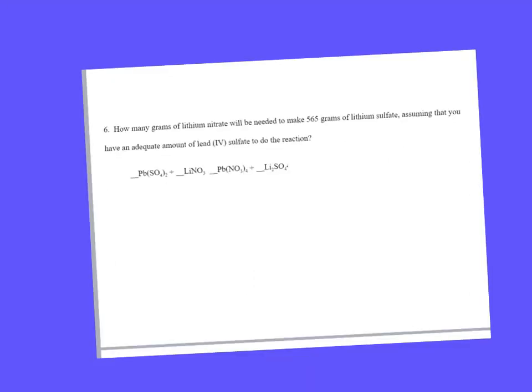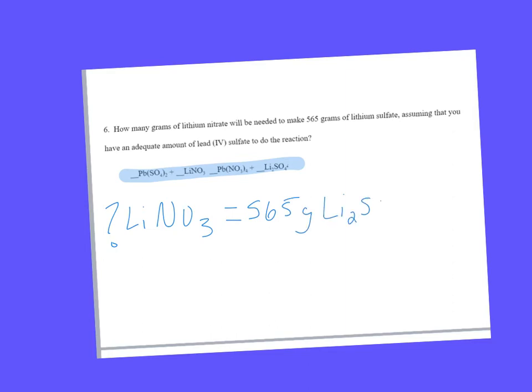Okay guys, so here's your number six, and you're probably starting to notice a pattern here. The last example I did was the exact same problem, same chemical equation. I balanced that for you on the previous slide, except this question is a little bit different. It still wants you to know how many grams of lithium nitrate are equal to not 250 grams, but 565 grams of lithium sulfate. So that first number is a little bit different.